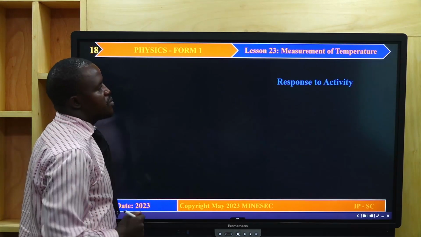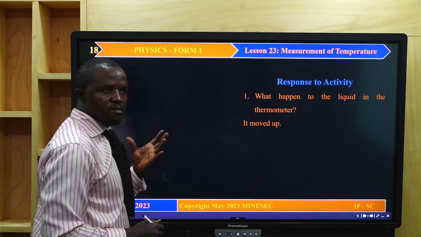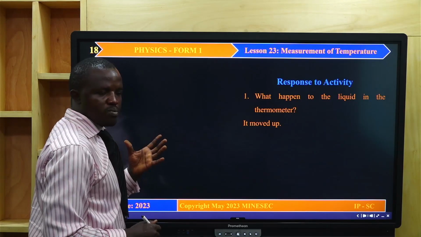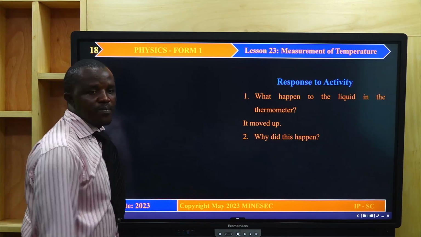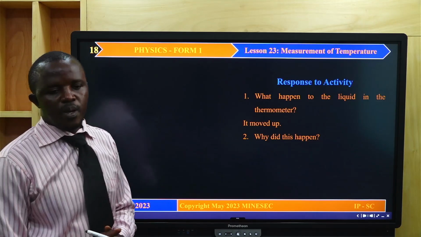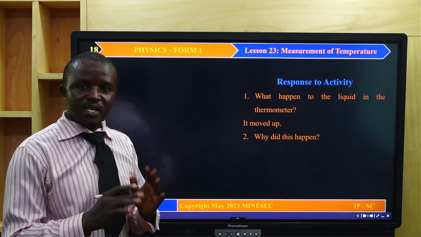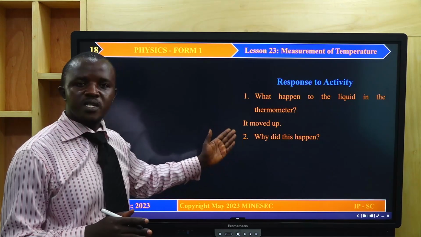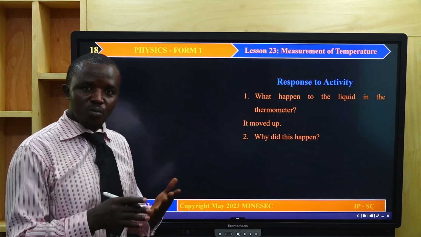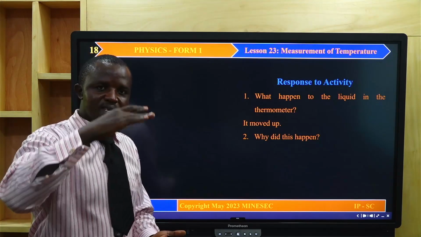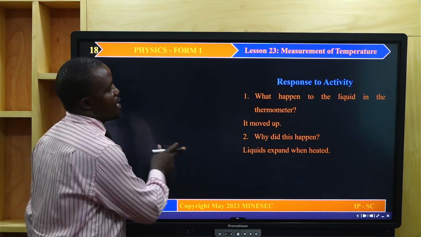Okay? So, as a response for what happened, the level of the liquid in the thermometer moved up. I pointed it out to you and you saw it. Why did it happen? If you have not yet learned it, you are going to learn that when liquids are heated, their volume increases. This one was heated too by being placed in warm water or hot water, and so the volume increased. And that increase in volume is indicated by the level increasing. I pointed it out to you a while ago. So liquids expand when they are heated.